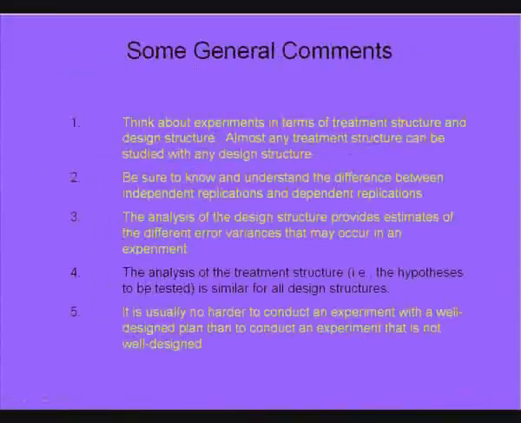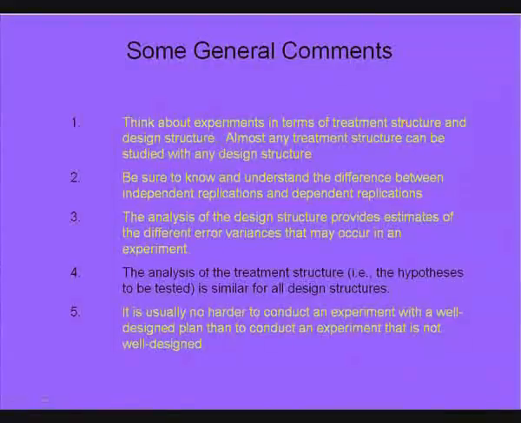Some general comments. Think about experiments in terms of treatment structure and design structure. Almost any treatment structure can be studied with any design structure. Be sure to know and understand the difference between independent replications and dependent replications. The analysis of the design structure provides estimates of different error variances that may occur in an experiment. And the analysis of the treatment structure, the hypothesis to be tested, is similar for all design structures. And it's important to remember that it's usually no harder to conduct an experiment with a well-designed plan than it is to conduct an experiment that is not well-designed.